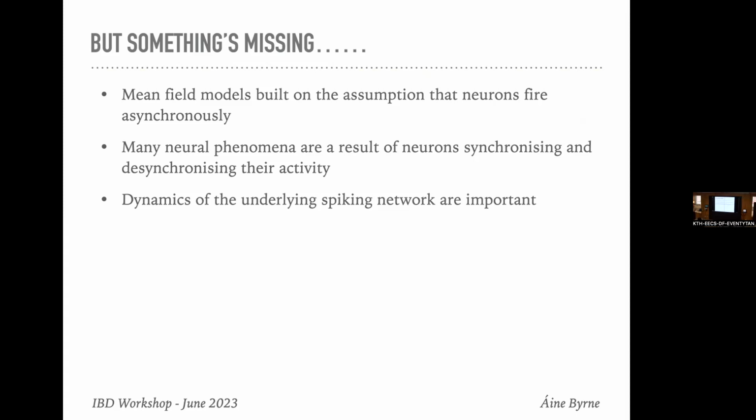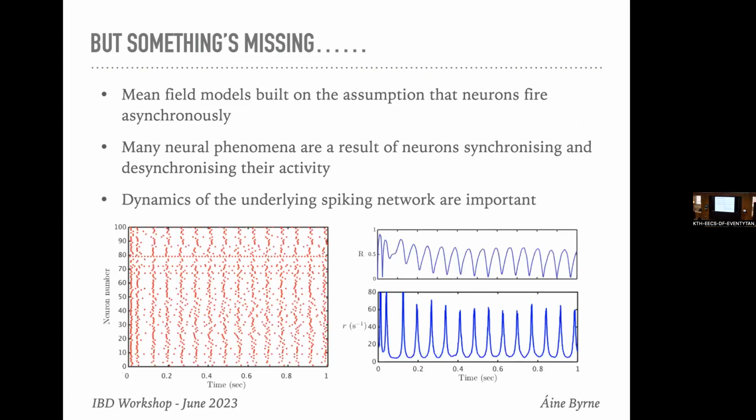We need to go back and look at the dynamics of the underlying spiking network. So we have, say, a network of neurons. We look at their raster plot, so the spike times. Each dot is the time at which a neuron fires an action potential. And along the x-axis, you have time, and the y-axis is the neuron number. So when you have kind of horizontal or vertical lines, they're like synchronous spiking events. You've got lots of neurons firing action potentials at roughly the same time.